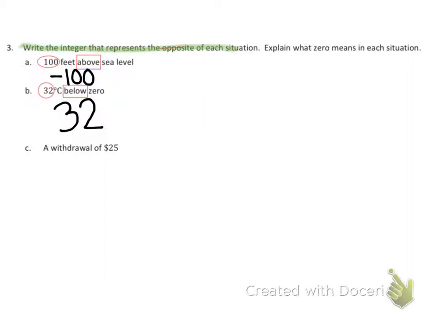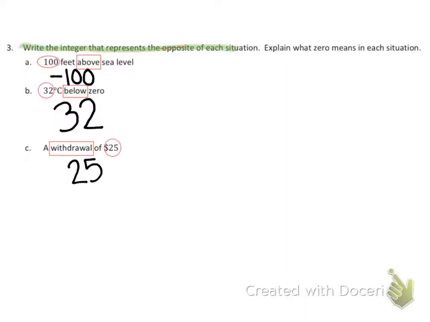Okay, let's look at letter C. Withdrawal of $25. So when you withdraw, you're pulling out of your bank account, and that shows as a negative. But again, we're writing the opposite. So the opposite of negative 25 is positive 25.